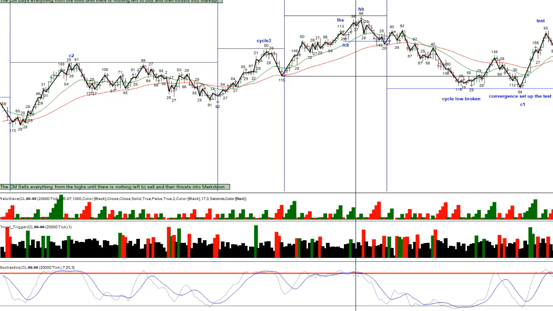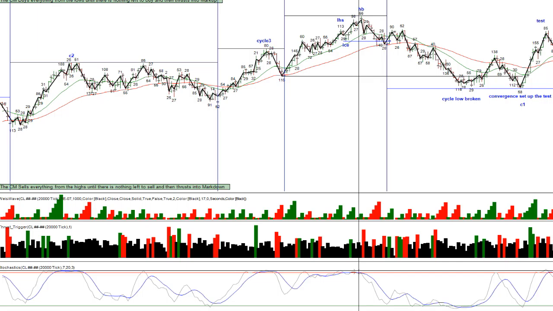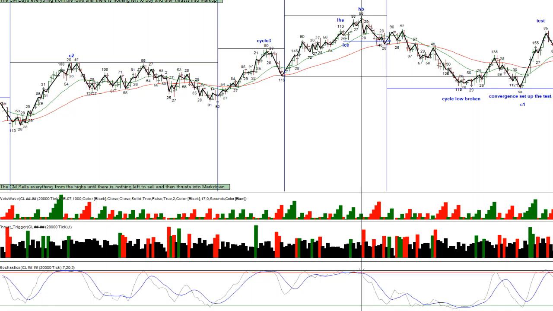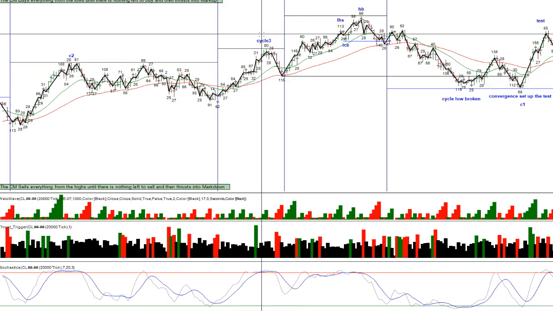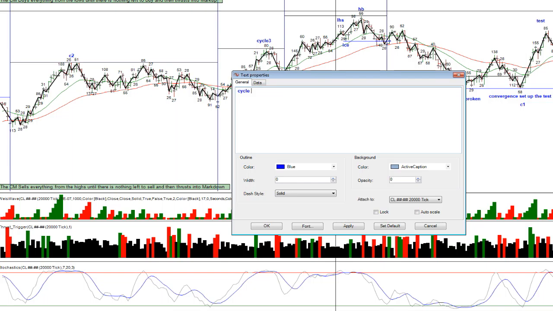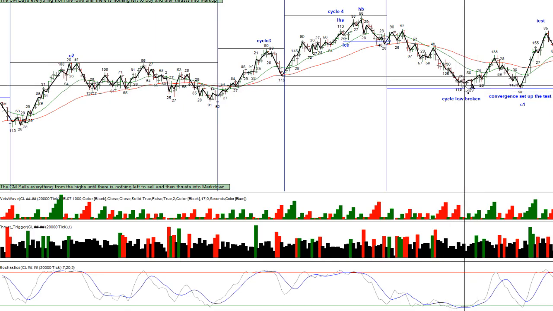The point is, as you get up there, there's divergence. You know, it goes up and diverges. So as this diverges, the next step is to see the low taken out. So as you can see, the low of cycle 4 is taken out. Once the low of cycle 4 is taken out, you're ready to short.